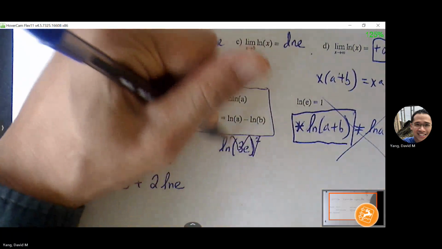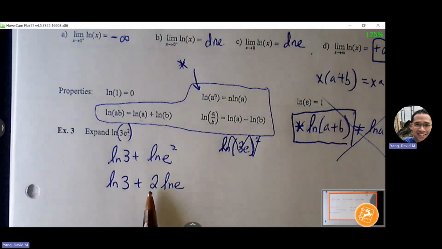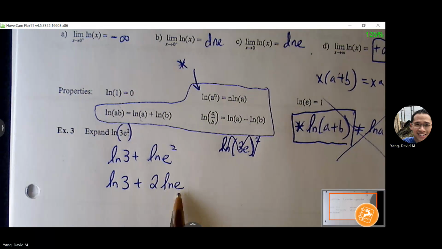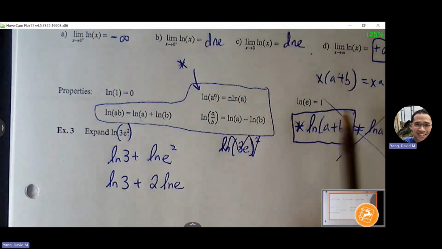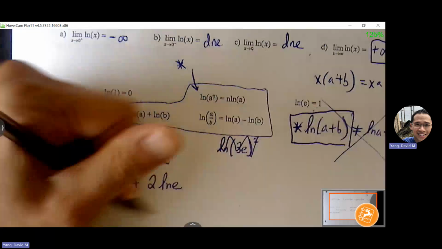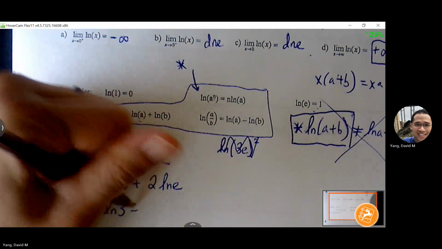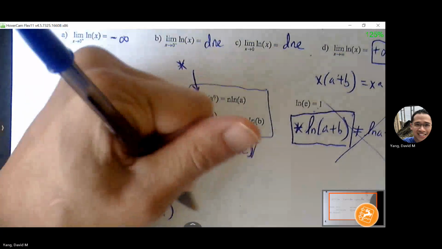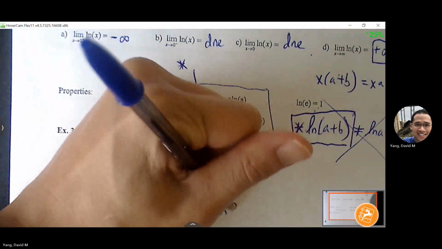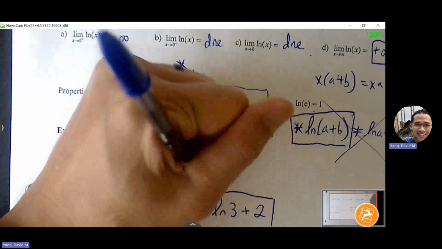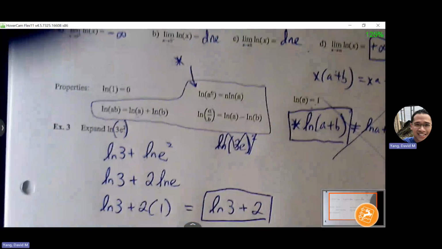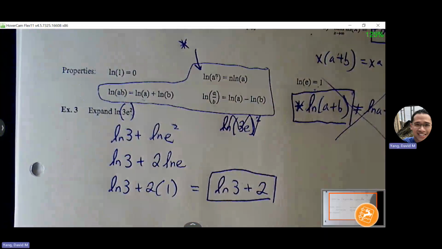Okay. All right, so now natural log of 3 plus 2 natural log of e. There's one more thing we can do to clean this up. What's natural log of e? 1. So natural log of e is 1. We can't do anything more. This is just some decimal value, but this is an exact value form.